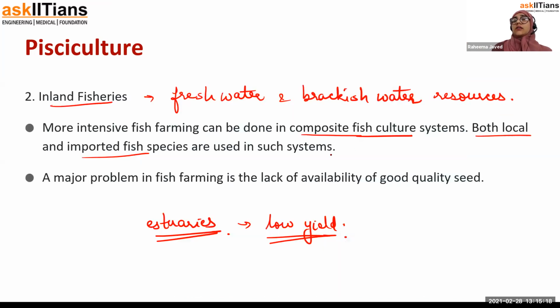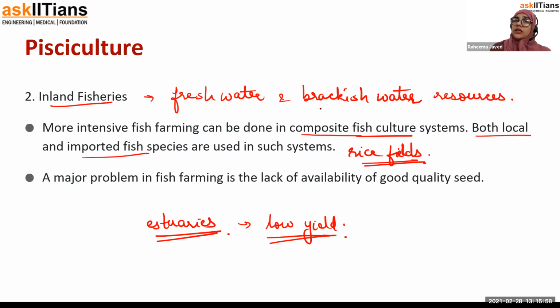Another system is in the rice fields, where the fishes can be grown. In the rice fields, as you already know, there is a foot-deep water. So in that foot-deep water, the fishes can be kept and grown. So you are killing two birds with one stone: you are growing rice and you are also culturing the fishes. This type of fish culture system is very advantageous.